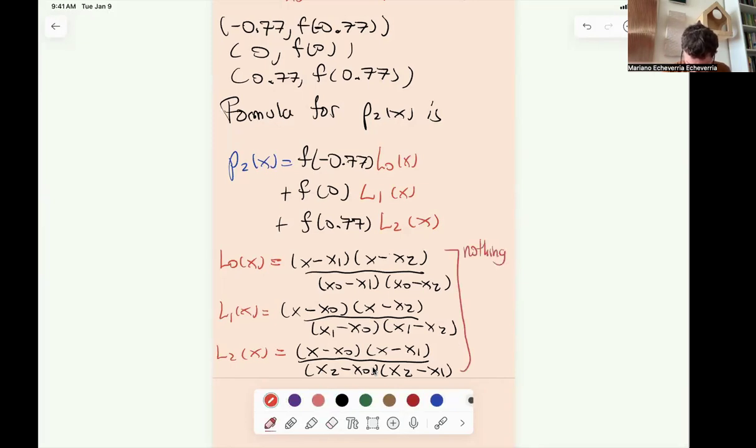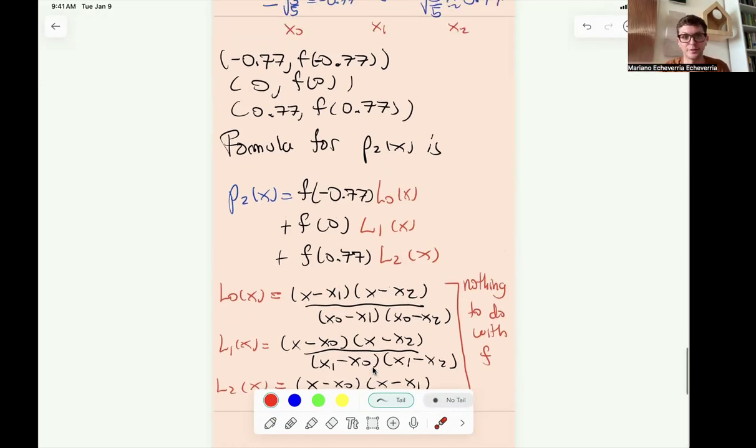Nothing to do with f. And you have the values for x1, x0, x2. So that's what you would do. That's what I'm saying. People can just find the values for these integrals ahead of time. So they are found and they are known for many decades now, probably.